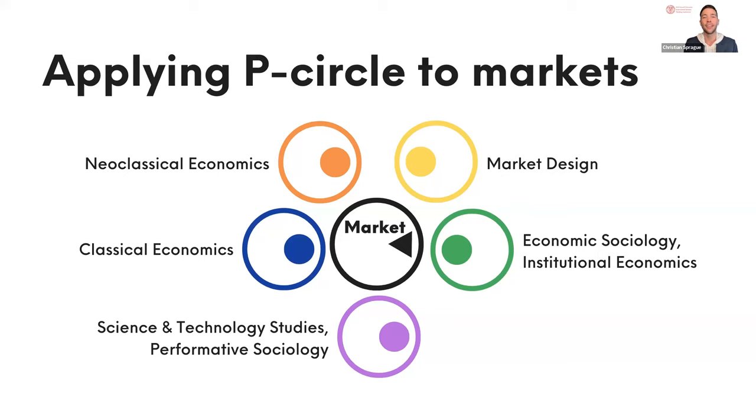And those are the neoclassical economics perspective on markets, the classical economics perspective, the market design perspective, which is kind of an engineering, information engineering flavor, the economic sociology / institutional economics perspective, and then lastly, the science and technology studies / performative sociology perspective. And what I'm going to do next is show you how each of these perspectives on markets varies. I'm going to distinguish them and compare them and show how they're all different.